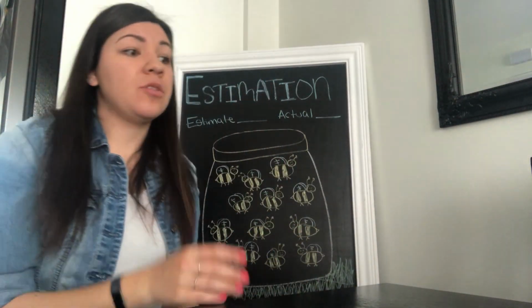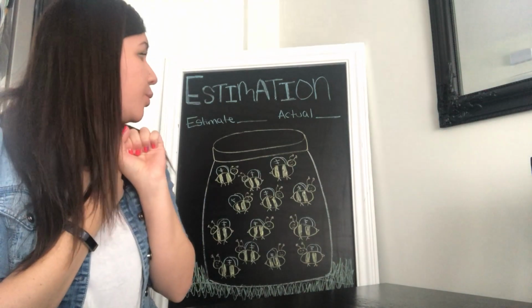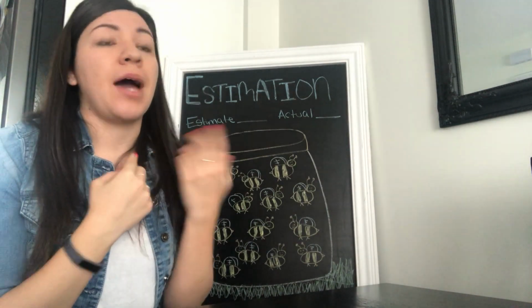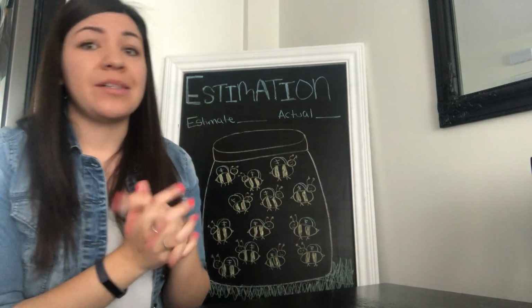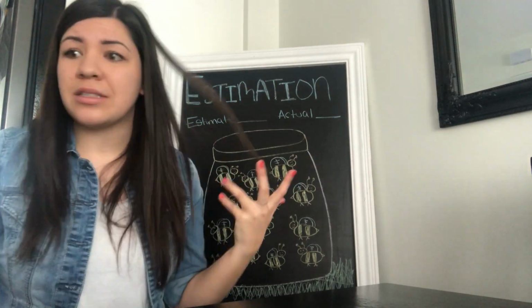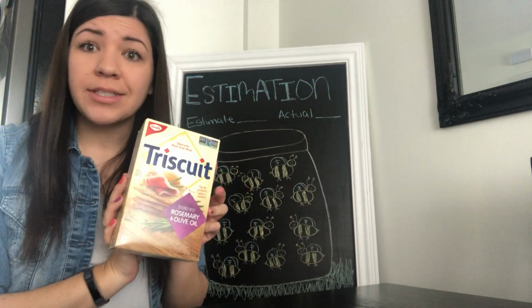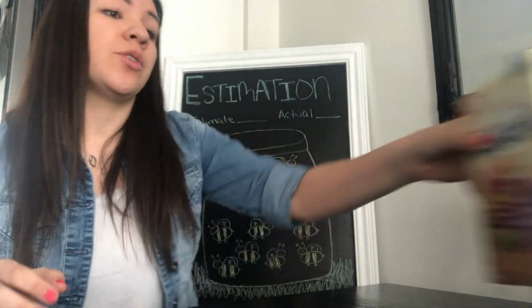So you can estimate with lots of things. You can estimate with food. You can estimate how many trees are outside. You can estimate how many people are in a group. You can estimate how many crackers are in a box. There's lots of things that you can estimate or take a guess on.